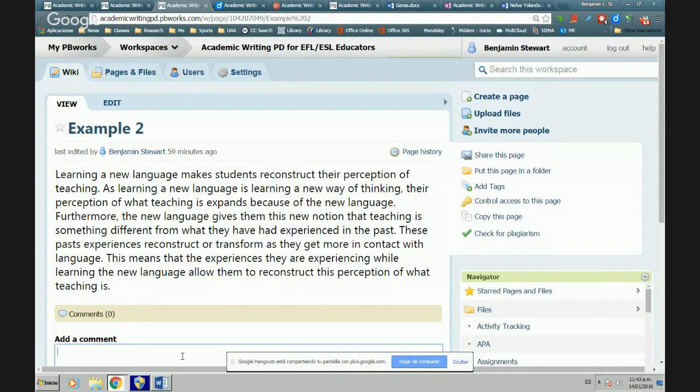Learning a new way of thinking is learning a new language. All right, so learning a new language is learning a new way of thinking. The perception of what teaching is expands because of the new knowledge. Furthermore, the new language, all right, so let's look at the second and third sentence. Theme and rheme, and then you read.